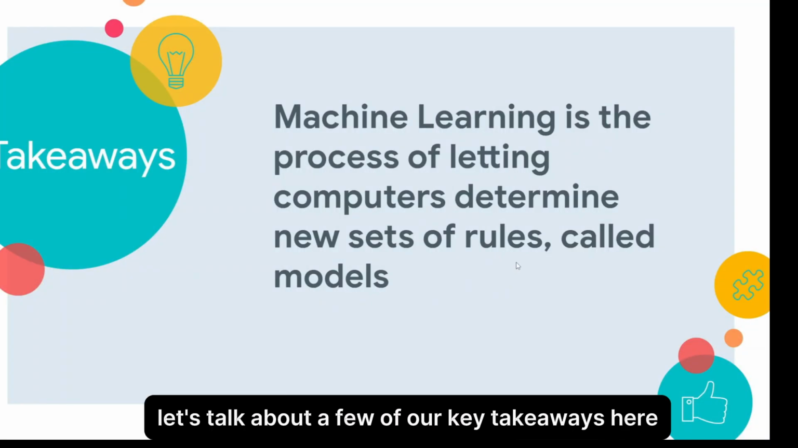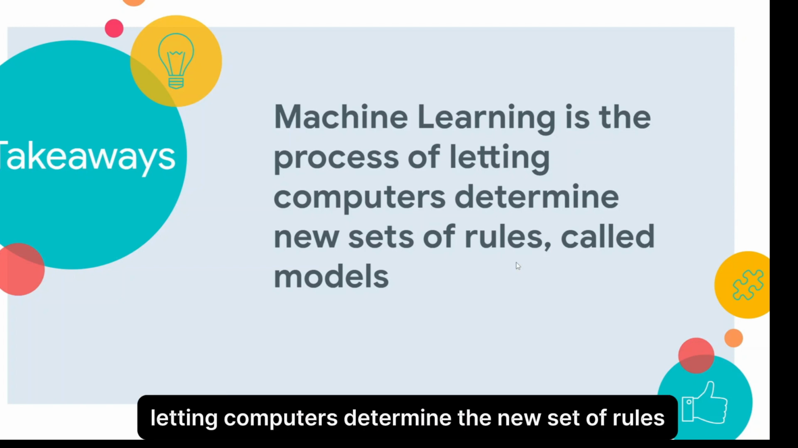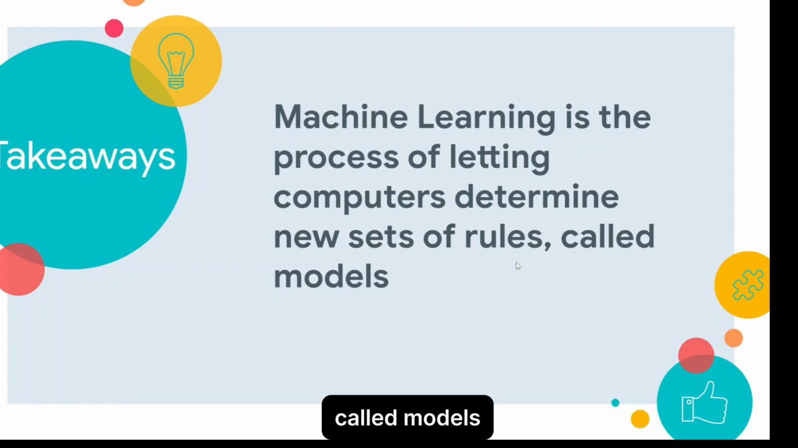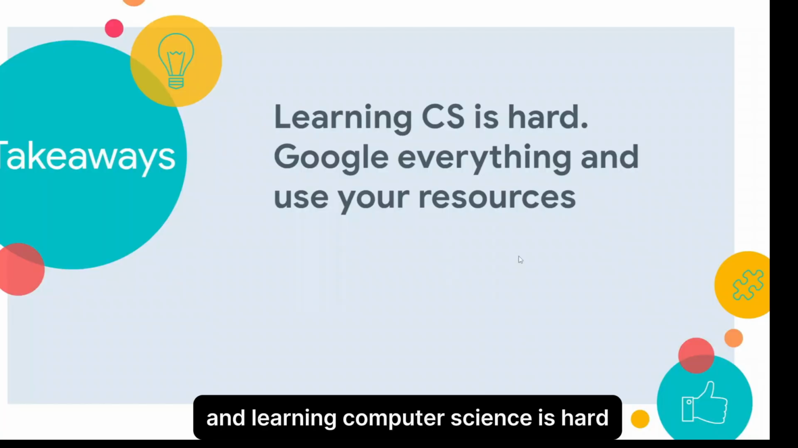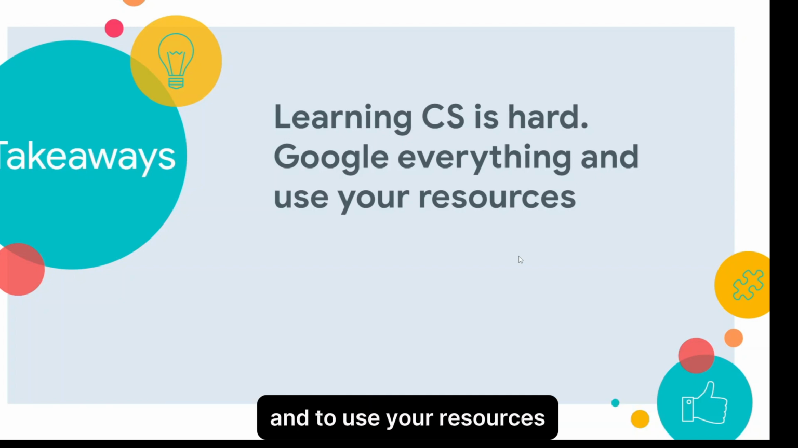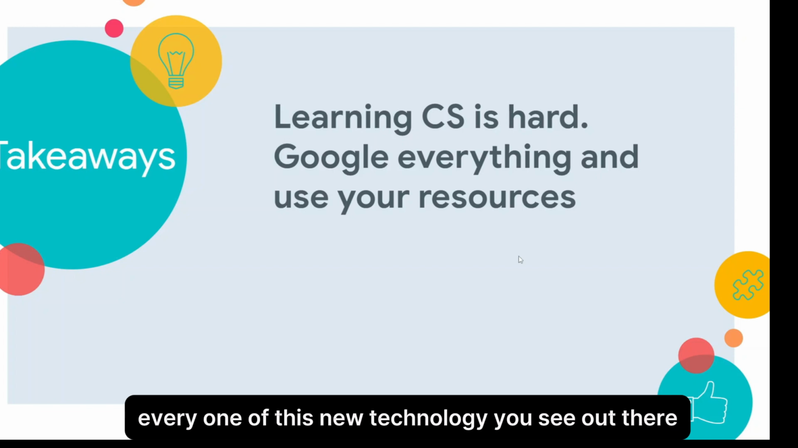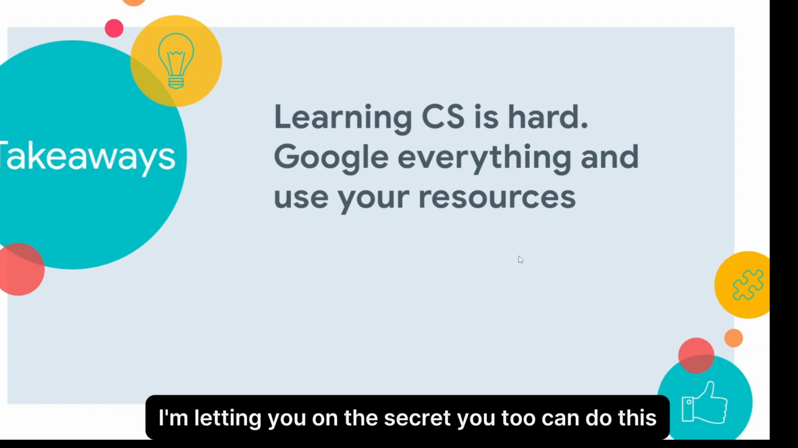So machine learning, let's talk about a few of our key takeaways here. Machine learning is the process of letting computers determine a new set of rules called models. And learning computer science is hard. We agree. So we encourage everyone to Google everything and to use your resources. Every one of this new technology you see out there, this is how we got it done. I'm letting you in on the secret. You too can do this.